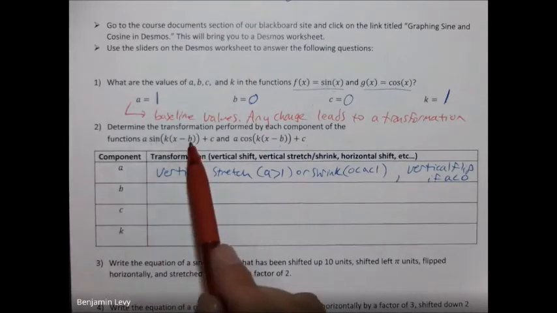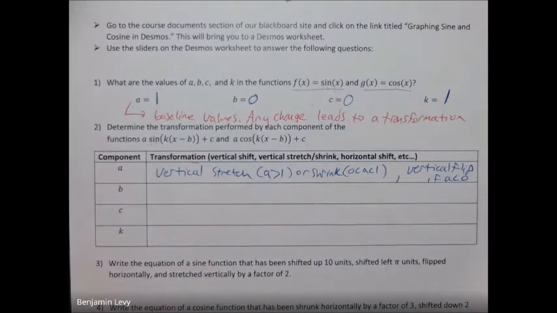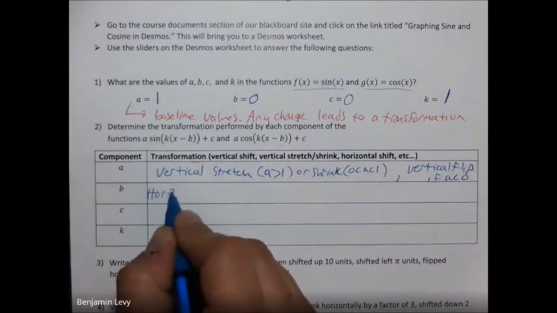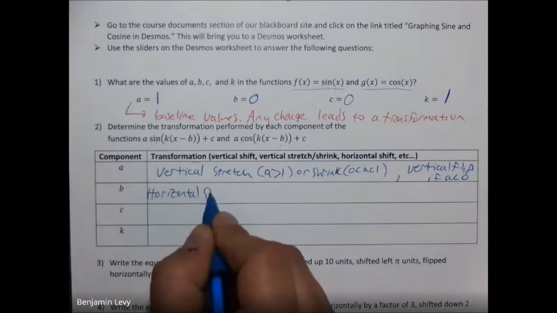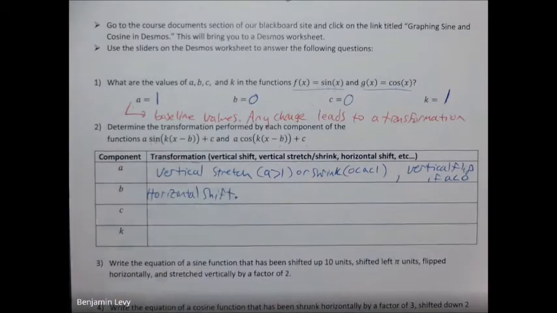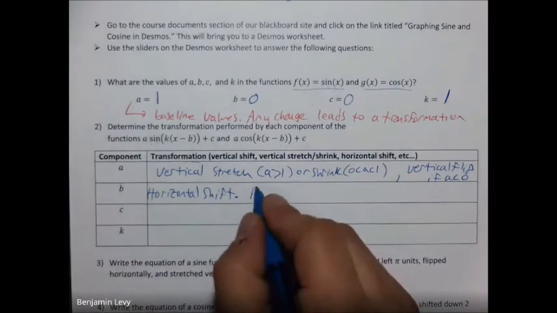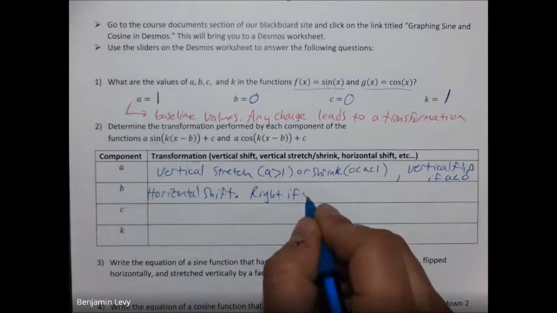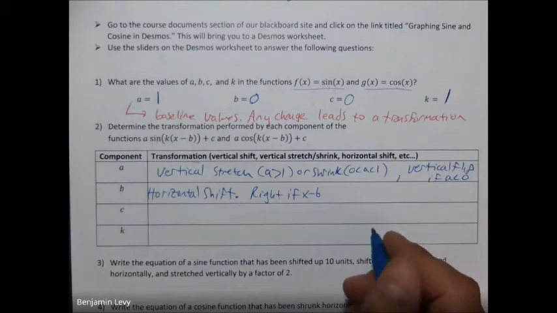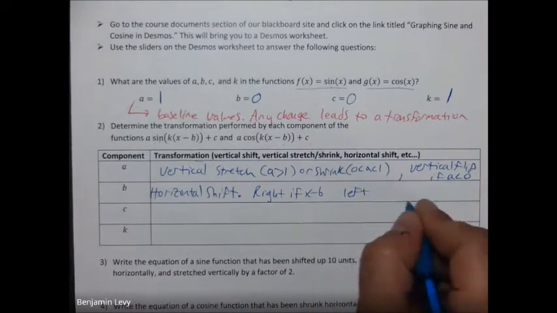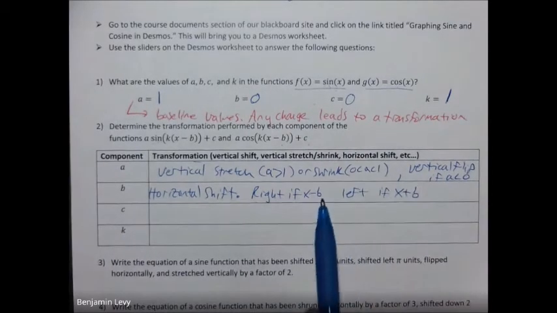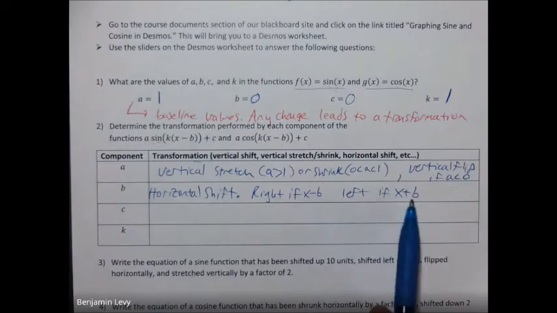The B is what's being subtracted from the x. If you go to the Desmos site, you'll see that that's controlling horizontal shifting. Specifically, it's going to go to the right if you have something that says x minus B, and it's going to go to the left if you have something that says x plus B. So it depends on whether the B is plus or minus.